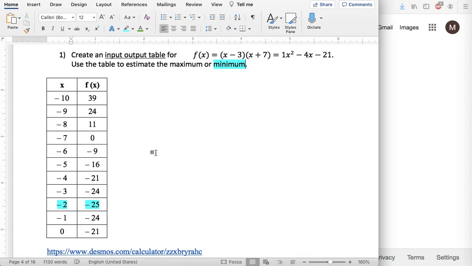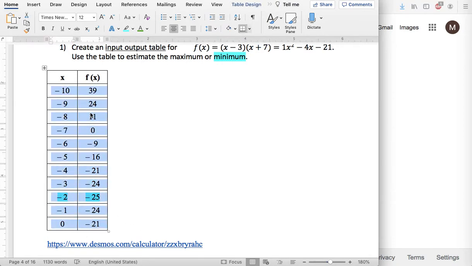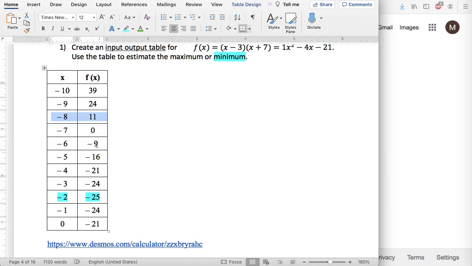All right, there are a few different websites you can use to help you create one of these tables. You can also just plug each x value into your equation. Like if I plug in x equals negative 7, let's do example negative 8. Negative 8 minus 3 is negative 11. Negative 8 plus 7 is negative 1. Negative 11 times negative 1 equals positive 11. Okay, so you can plug in your x's to get your y's, and that's one way to create your table.